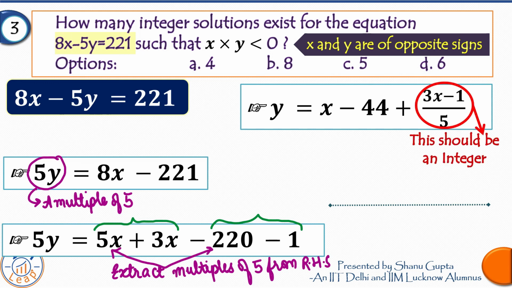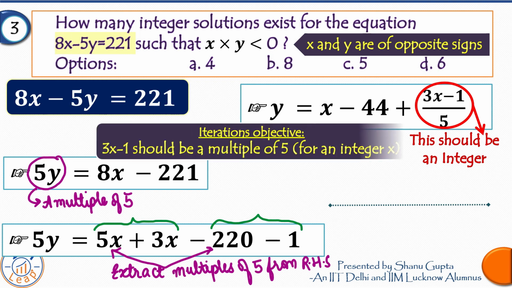In this revised equation, y and x are integers, minus 44 is an integer. So for the equation to balance, this fractional part, (3x minus 1) upon 5, should be an integer too, which means 3x minus 1 should be a multiple of 5.